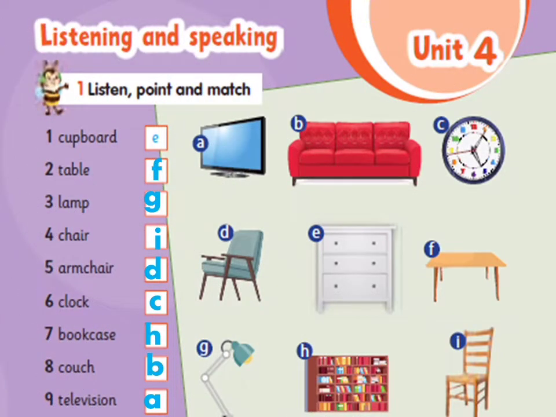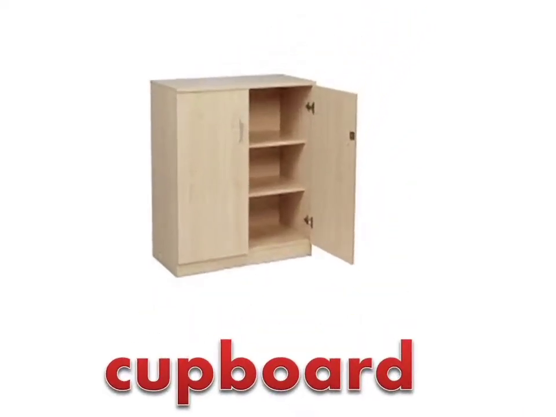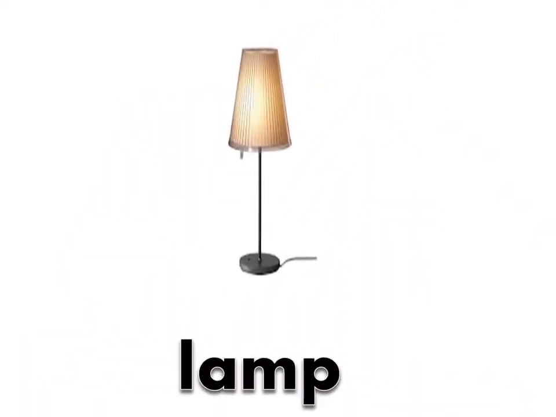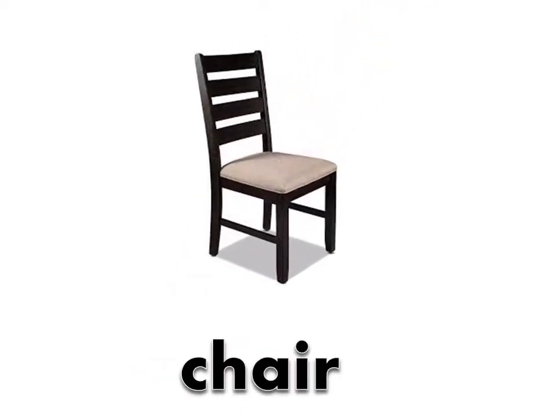Unit 4, page 59, exercise 1. Listen, point, and match. 1. Cupboard. 2. Table. 3. Lamp. 4. Chair.